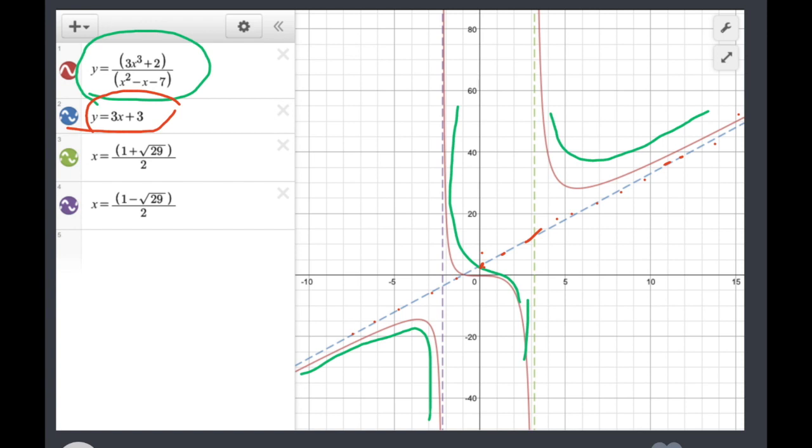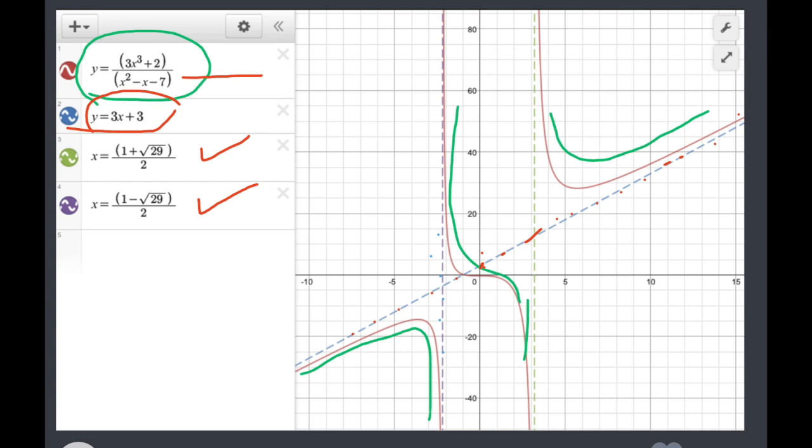Now these other ones, I got those from the denominator right here. I put them in the quadratic formula, and I got these two equations for it, and I put them in there. You can see them over here. So those are my vertical asymptotes. And you can see the way the graph goes there.